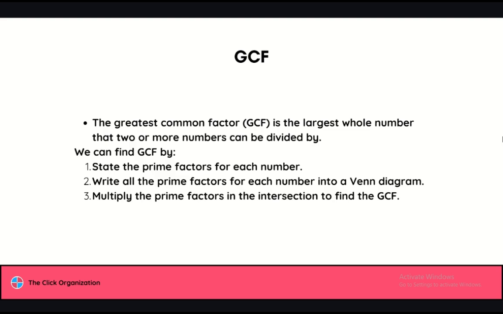And in order to find GCF, we first state the prime factors for each number. For example, if we want to find the GCF of 3 numbers, then we need to state the prime factors of each and every one of those 3 numbers. And then we write all the prime factors for each number into a Venn diagram, and then we multiply the prime factors in the intersection part. We only multiply the numbers within the intersection part, and then we will find the GCF. What is the intersection part? We will find out later.